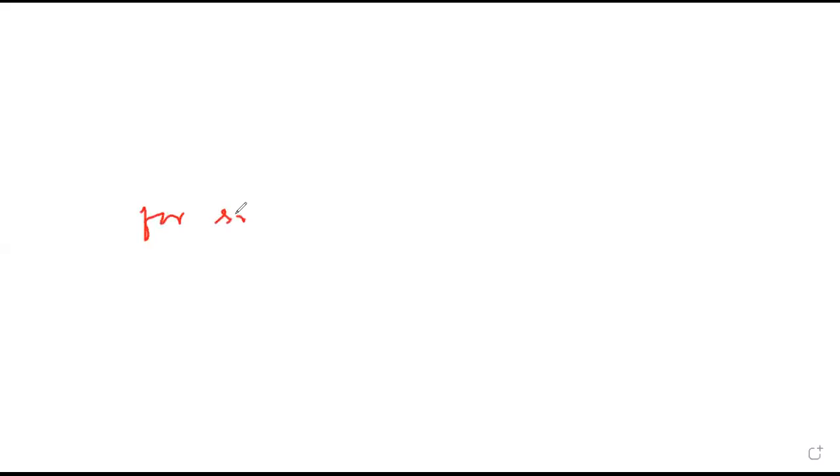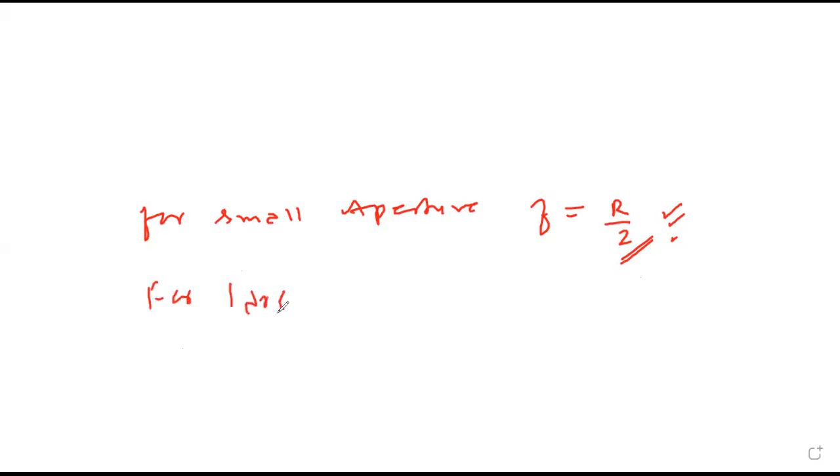For small aperture, f equals R by 2. So for us, always we are considering small aperture, focal length will be radius of curvature upon 2. Now by chance they say aperture is large. For large aperture, if they give, then f will become R minus R by 2 sec theta.